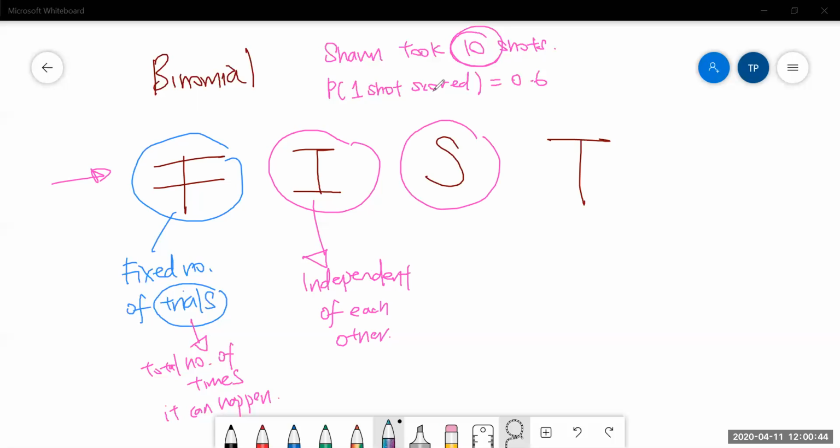So what is S? S means same probability. The probability of him scoring a shot should always be the same. Since they are independent of each other already, the probability has got to be the same, right? Makes sense?